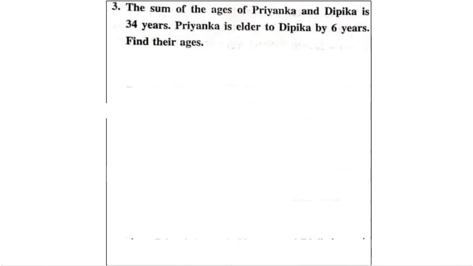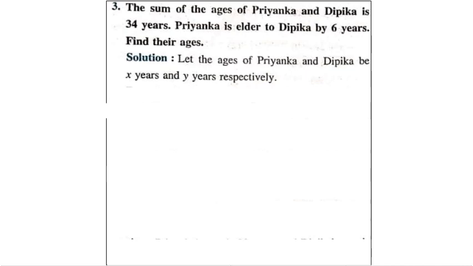Now let us move on to question number 3. The sum of the ages of Priyanka and Deepika is 34 years. Priyanka is elder to Deepika by 6 years. Find their present ages. Whenever the sums are based on present ages, you have to presume the present ages to be x and y. So now, the solution.